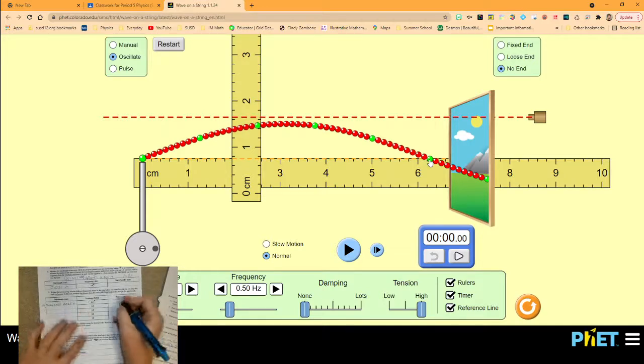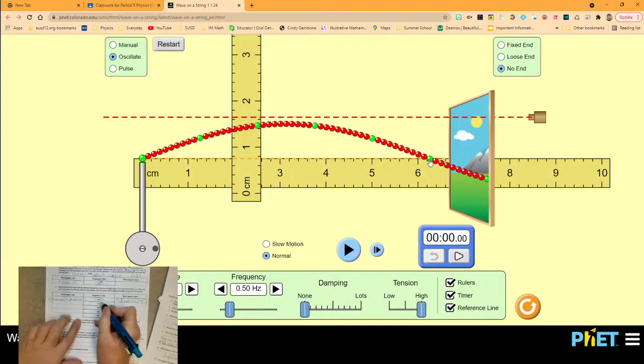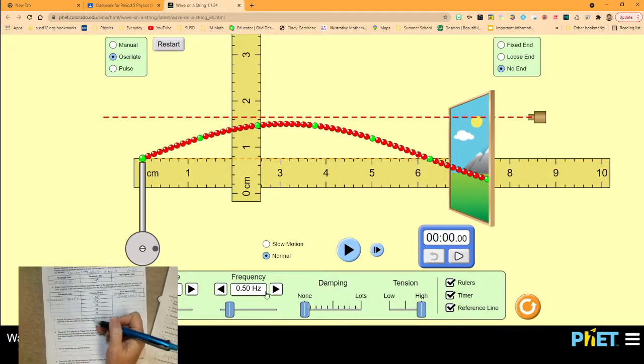And then calculate the wave speed. The wave speed is wavelength times frequency. So that's 0.125 meters times 0.5 hertz. And that equals, I'll let you do that on your calculator, fill in the value in your table. Okay, let's increase the frequency now to 1 hertz.